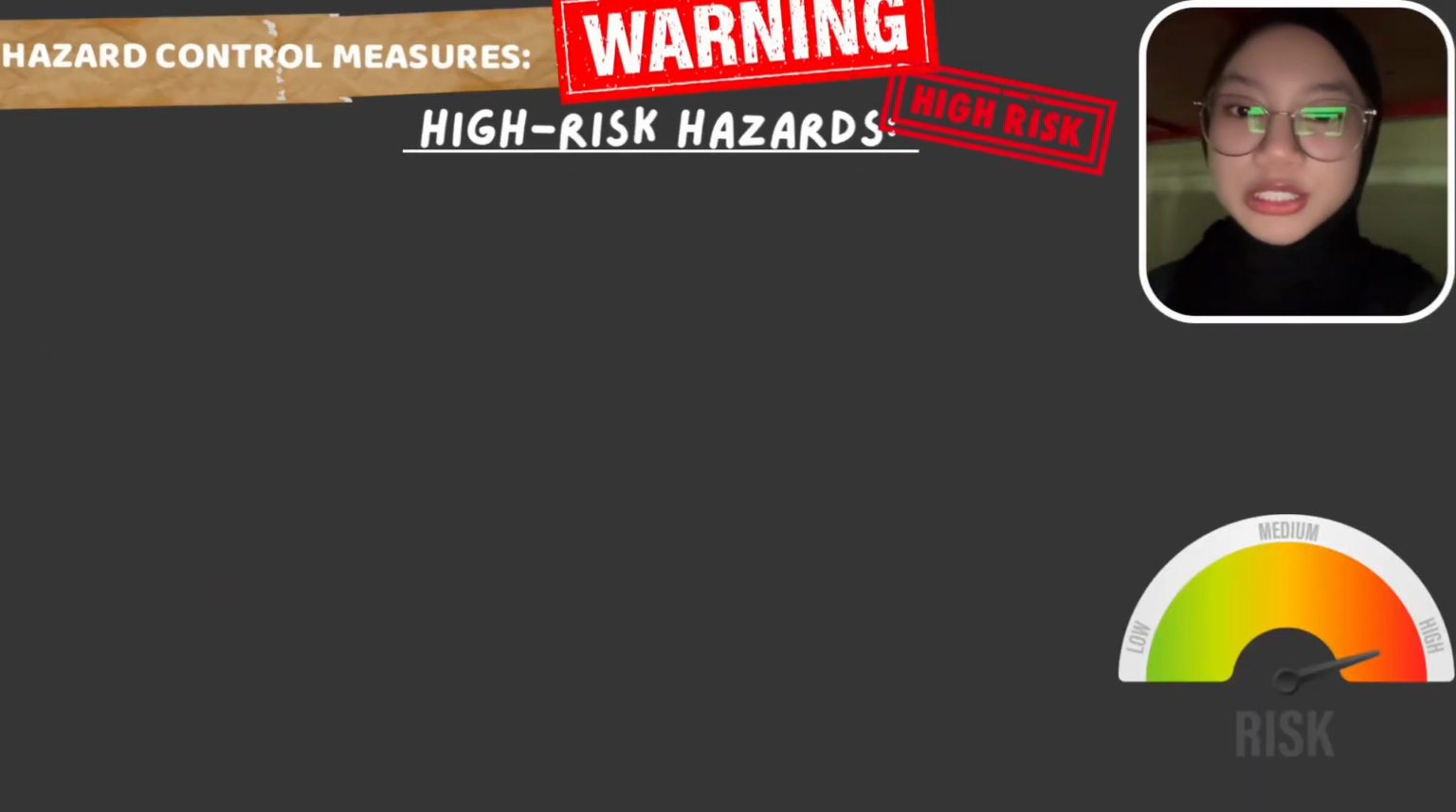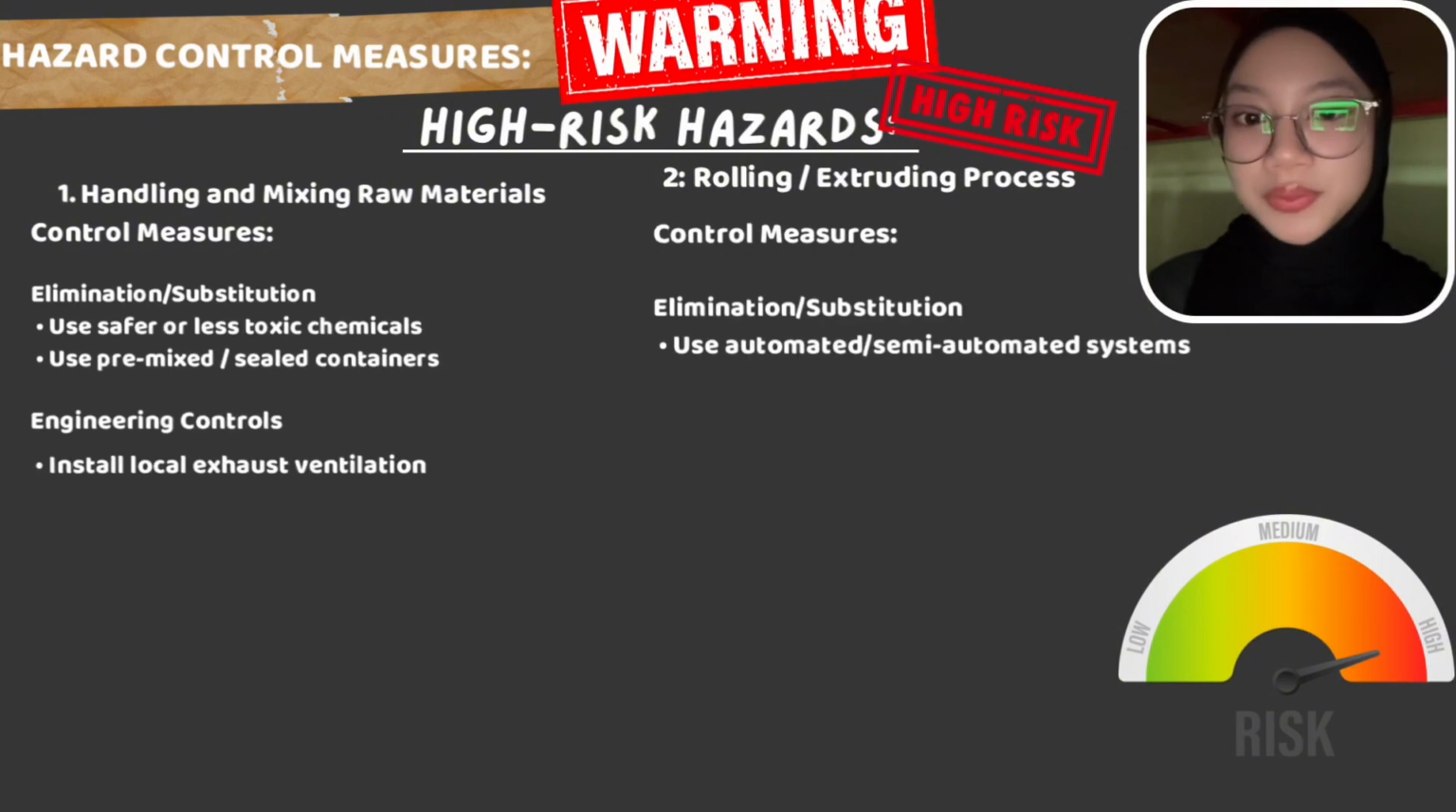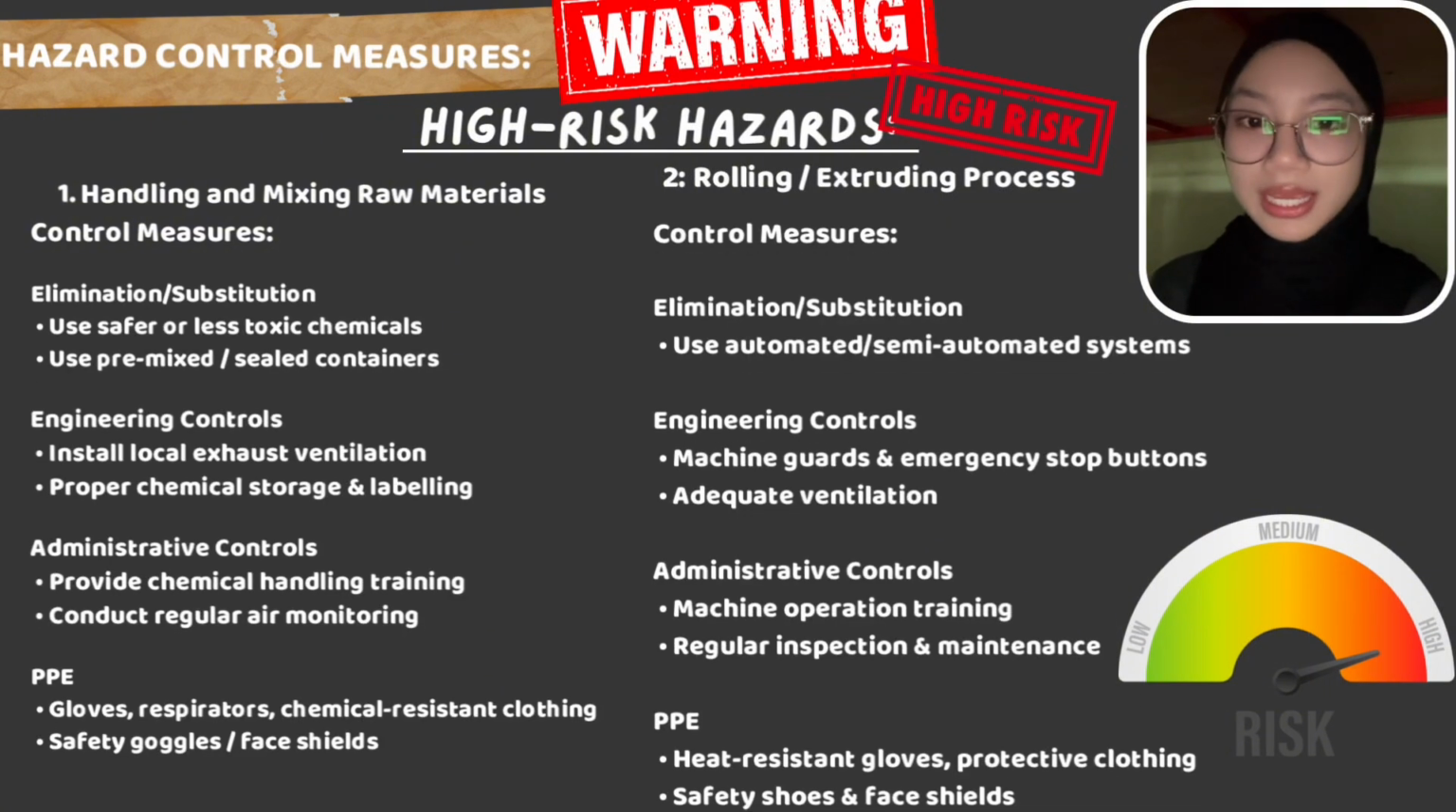Okay, so for this slide, I will explain the high-risk hazards involved in handling and mixing raw materials, as well as the rolling and extruding process. This stage involves direct exposure to chemicals and machinery, so proper control measures are very important. So I will go through the controls one by one.